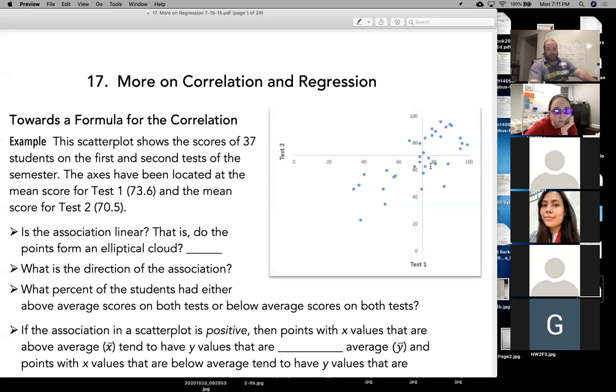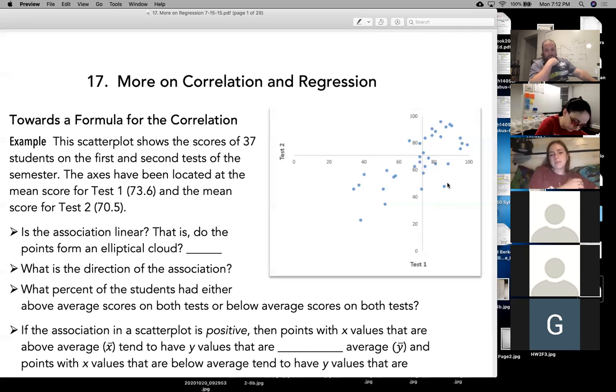Who are the only ones who don't? These few over here, right? Oh, okay. Right, these are the only ones who scored better on the first exam and worse on the second exam, correct? Okay, yeah. So the vast majority of them scored either better on both or worse on both, which makes sense if you think about it.